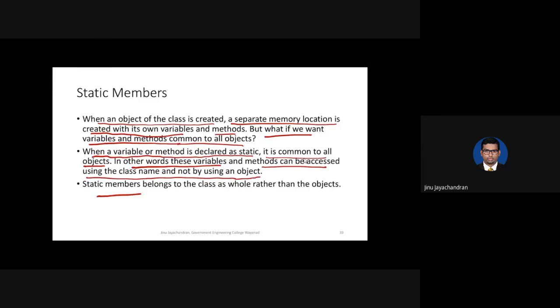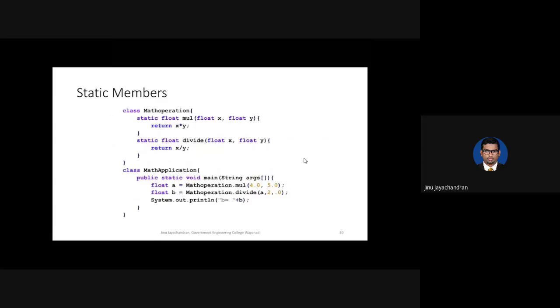Static members belong to the class as a whole rather than to the objects. Let's see. The class name is MathOperation. You declare something as static. The method is static and the name is mul, which accepts two inputs x and y, and the output is the multiplication. Another method is static, which is divide, which accepts two parameters x and y, and it does the division. Now I create a new class which has the main function.